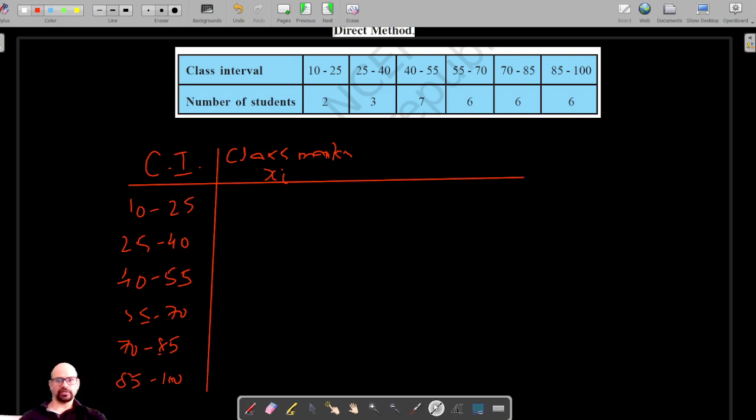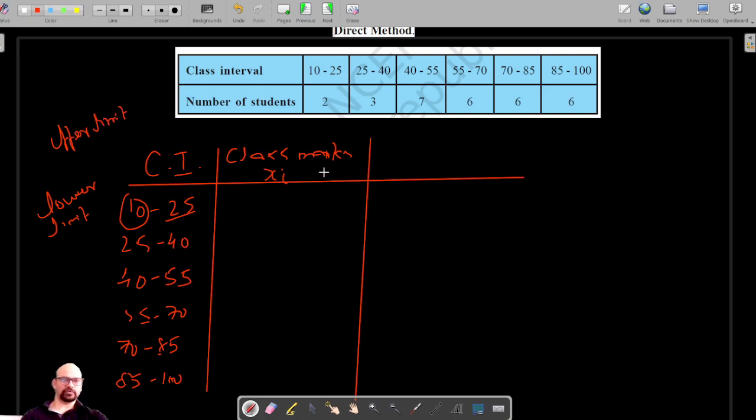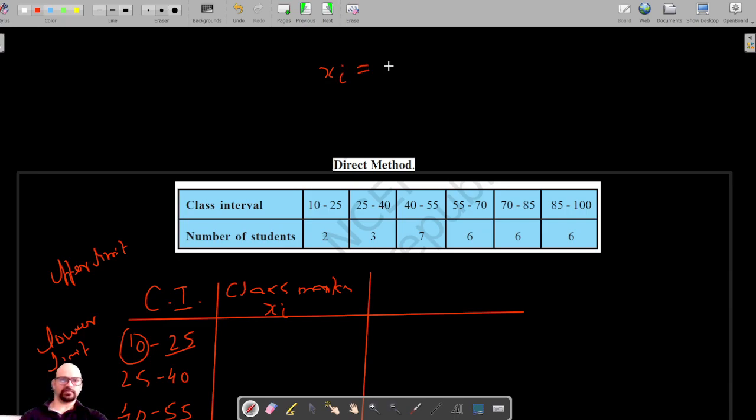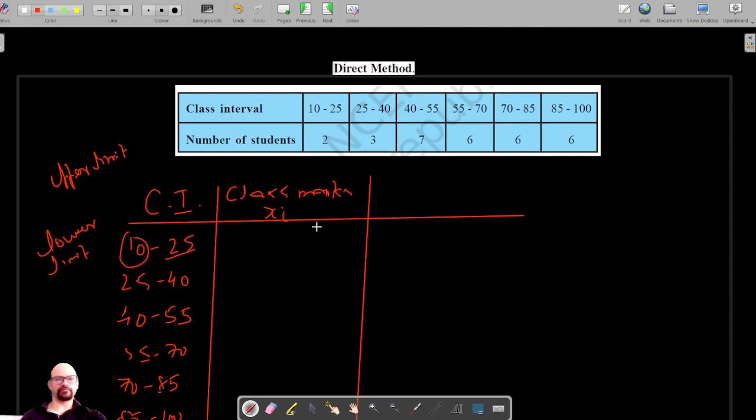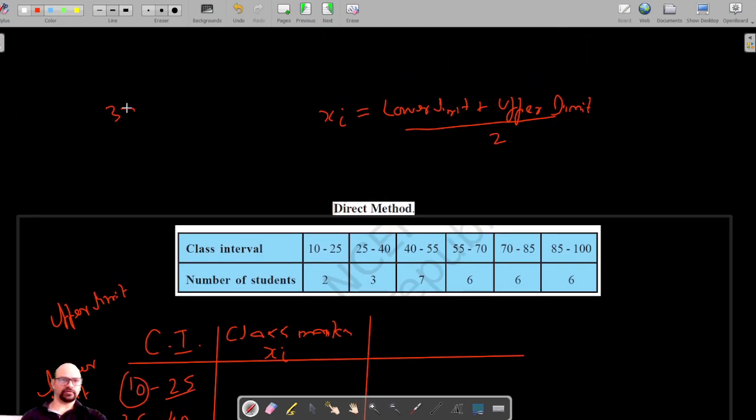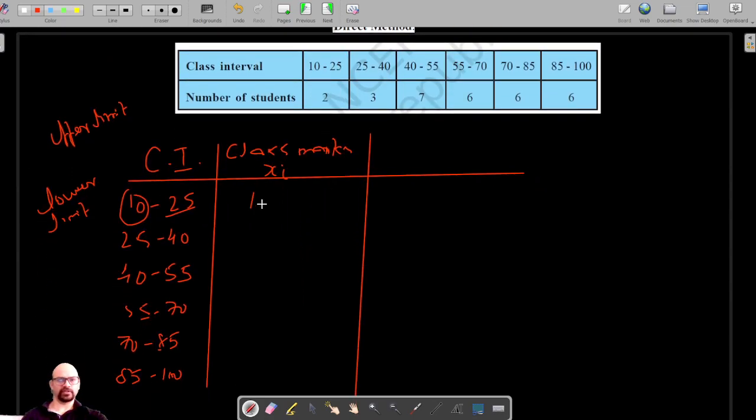To get the class marks, we know that this is our lower limit of the class interval, and this is the upper limit. So the class mark is the lower limit plus upper limit divided by 2. The lower limit is 10 and upper limit is 25, so 35 divided by 2 is equal to 17.5. We are going to do this in each and every case. 25 plus 40 is 65, divided by 2 will give me 32.5. The difference here is 15, so we will just keep on adding 15.